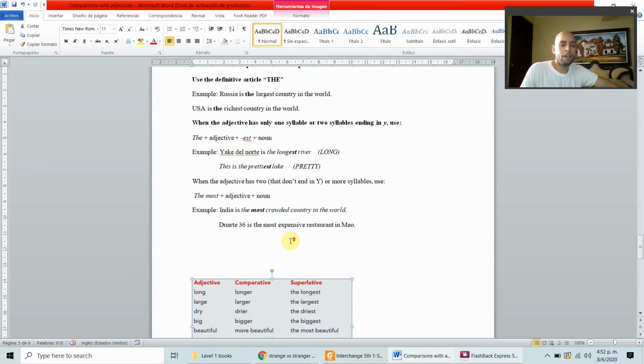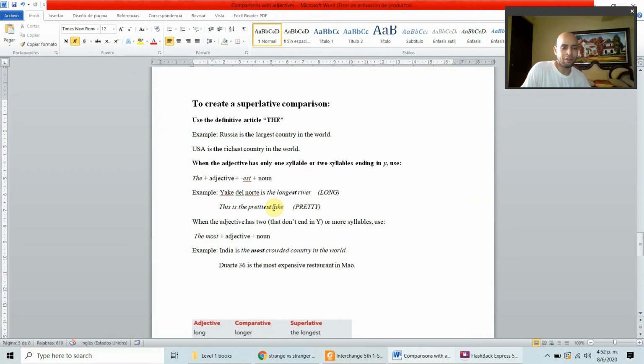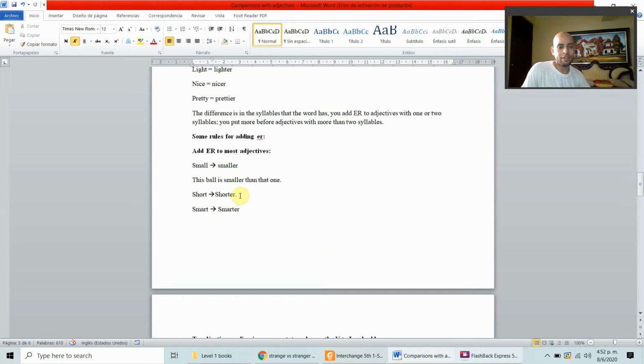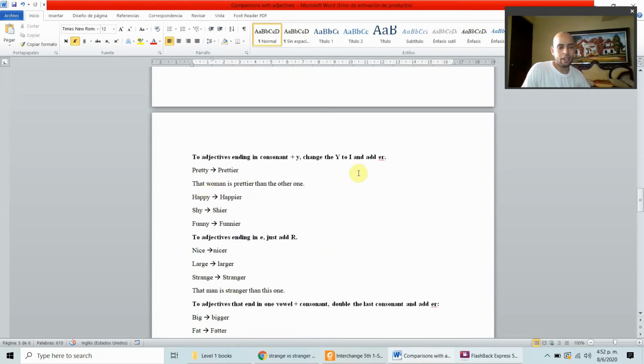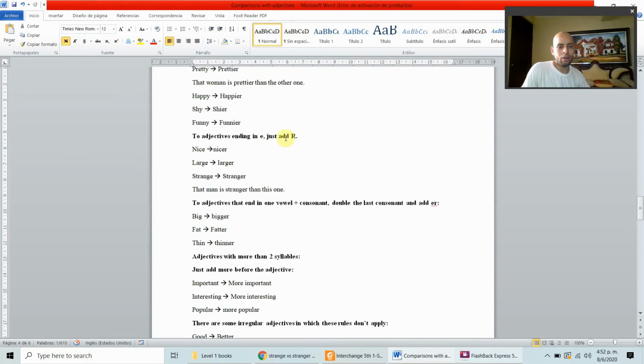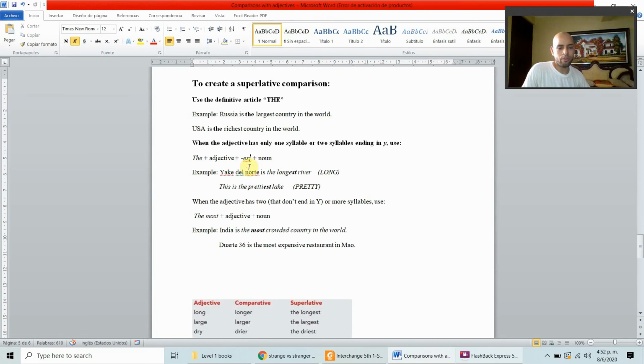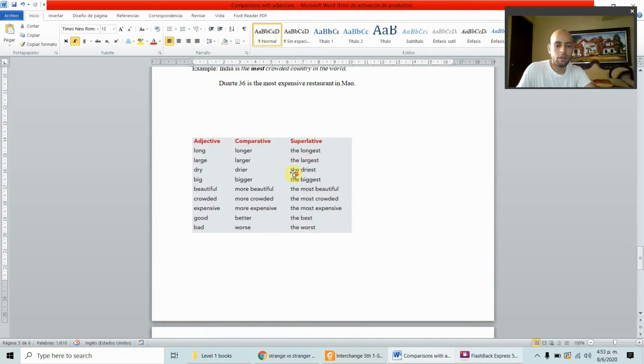Before we continue, I want to point out that these rules that modify these adjectives, adding er to most adjectives, changing the y to i for those ending in consonant plus y, and adding an r for those that end in e, also apply to the superlative adjectives, to add est at the end.